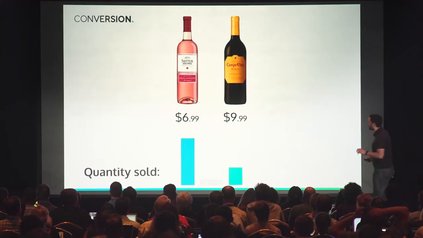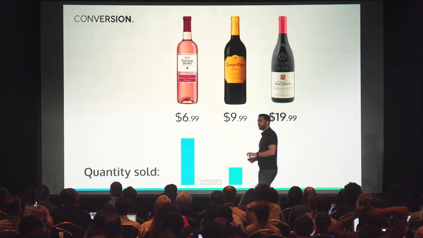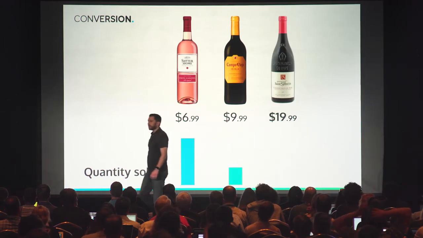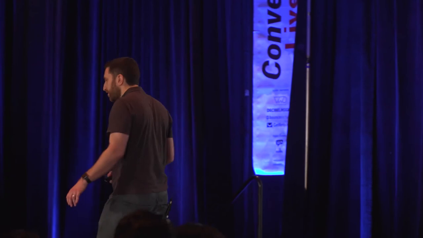You want to do something else? Introducing a third bottle of wine for $19.99. Because what you'll find when you do this is it shifts how people perceive the other prices. And often, it can pull the pricing up.